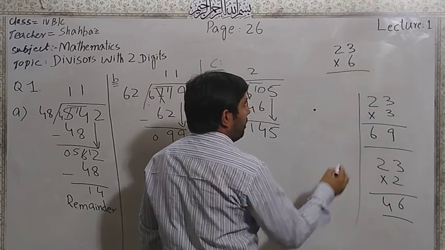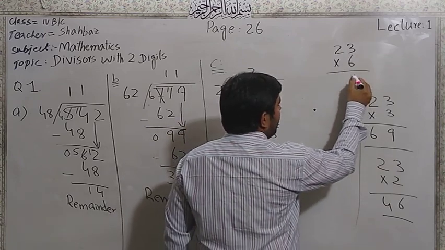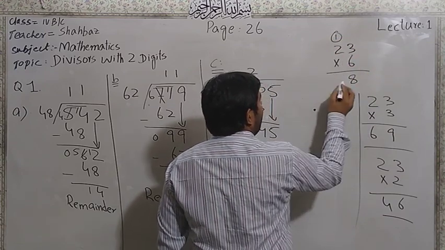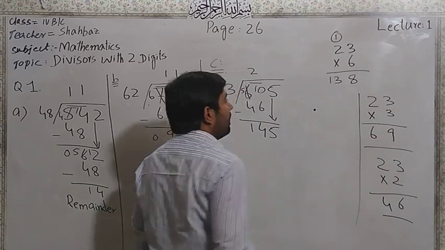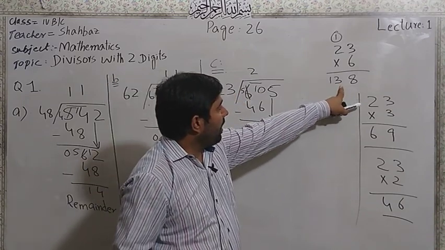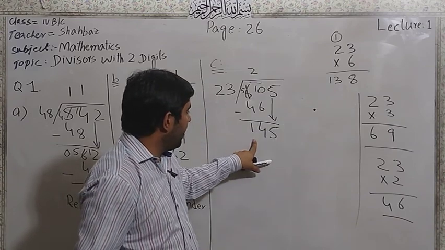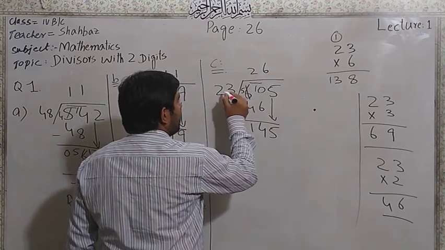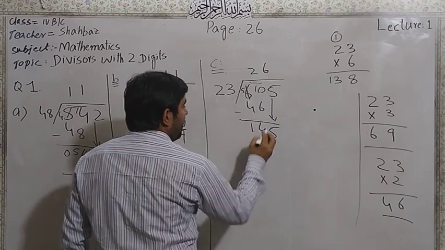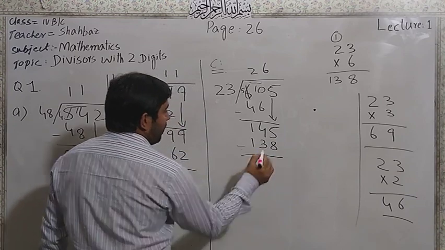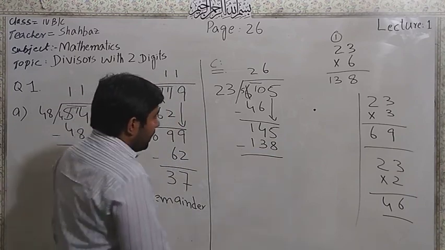6 3s are 18. 1 will be carried. 6 2s are 12 and 1, 13. It's very near. 138 is very near to 145. So you will write here 6. 23 6s are 138. And you will subtract this one.